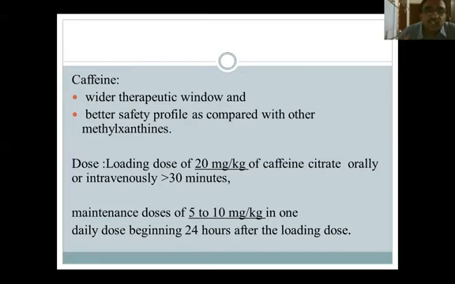What is the dosage usually given? Loading dose of 20 mg per kg of caffeine citrate, IV or orally. If you give IV slow, give it over 30 minutes. The maintenance dose commonly practiced is 5 mg per kg. If, for example, the episodes of apnea are not decreased, we can increase to 10 mg per kg, beginning 24 hours after the loading dose.